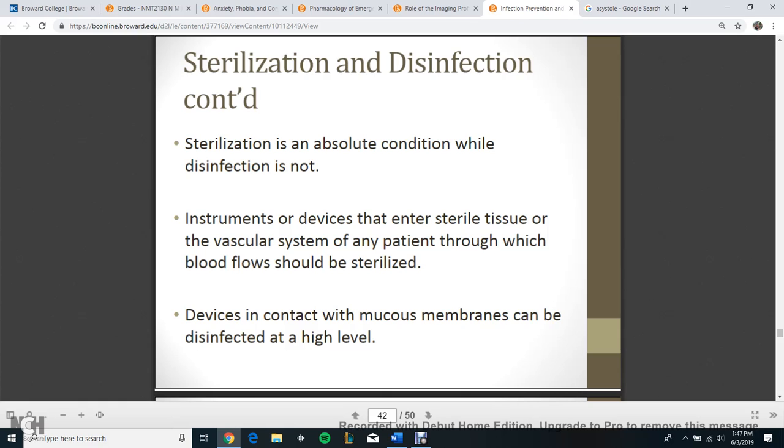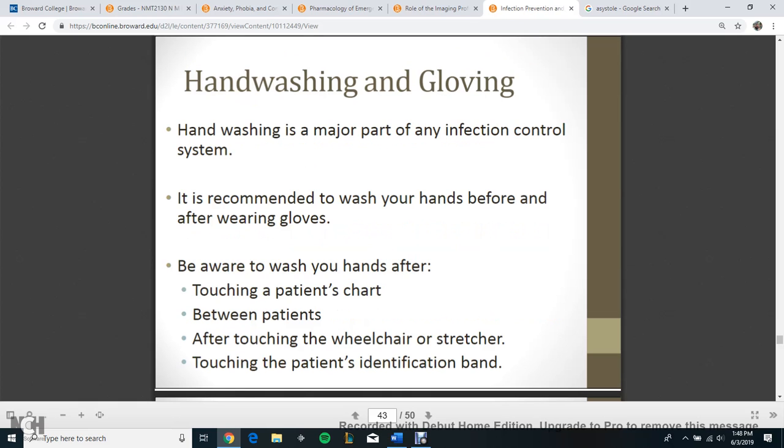Instruments or devices that enter sterile tissue or the vascular system of any patient, through which blood flows, should be sterilized. Devices in contact with mucous membranes can be disinfected at a high level.